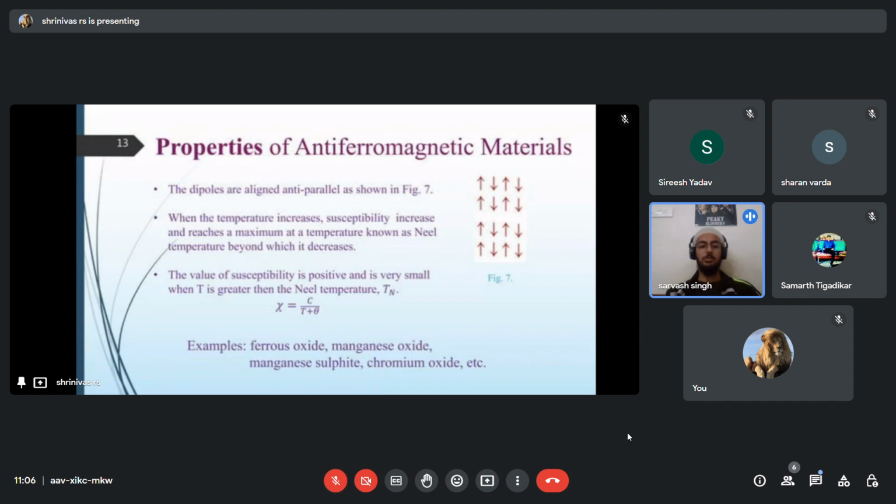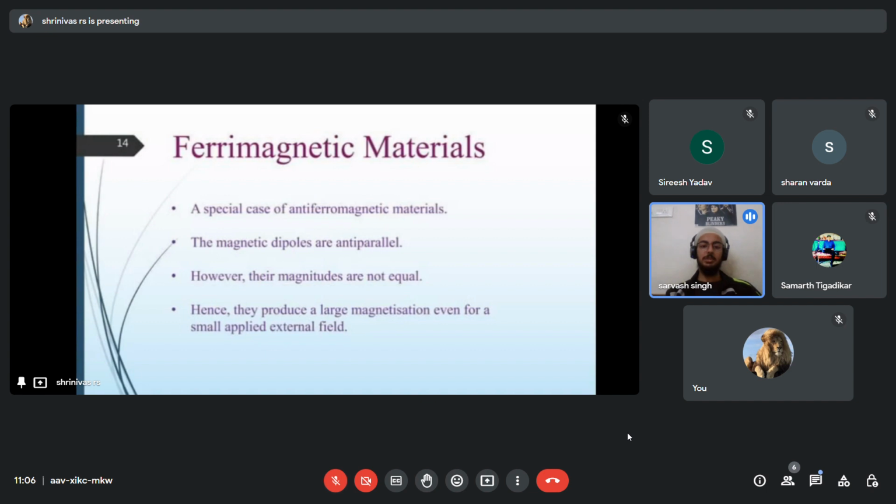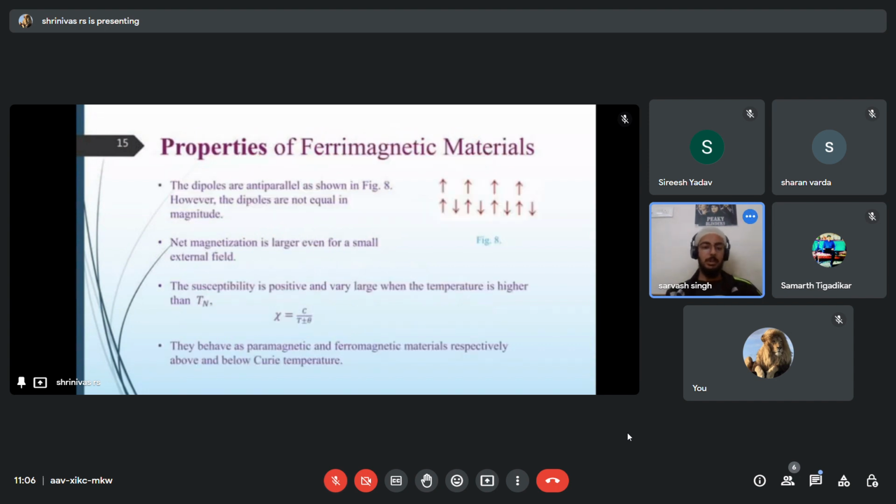Now let us move on to ferrimagnetism: materials in which the magnetic dipoles of the atoms on various subsets are opposed, as in antiferromagnetism, but the opposing moments are unequal in ferrimagnetic materials, leaving a net magnetization. Now, properties of ferrimagnetism: high resistivity and anisotropic properties characterize ferrimagnetic materials.